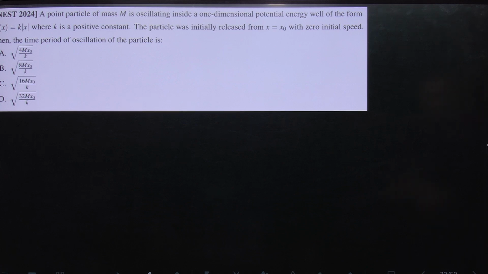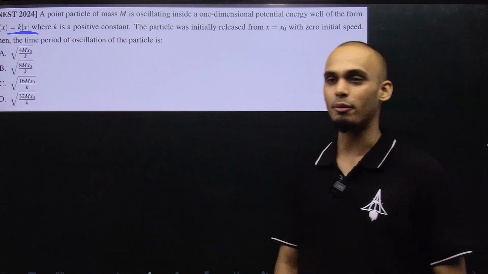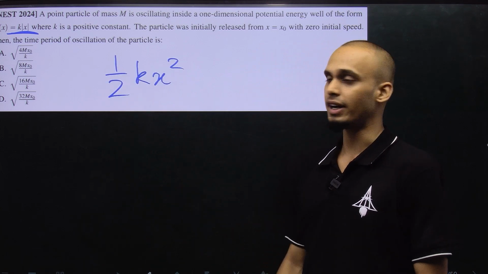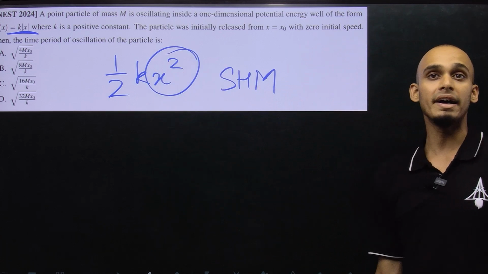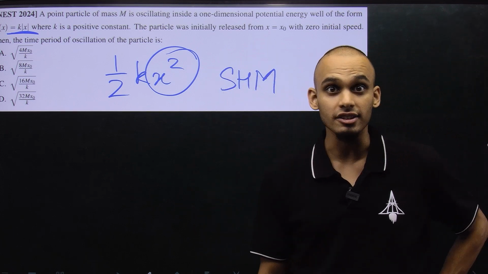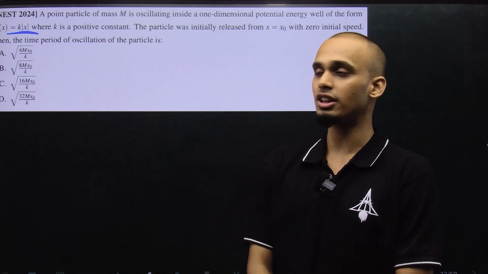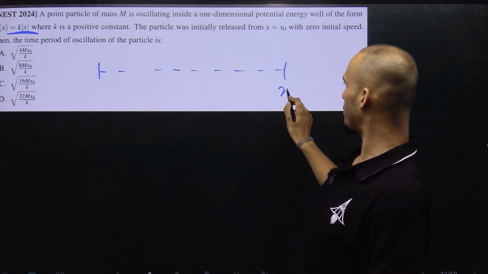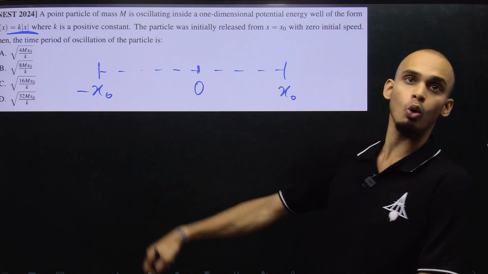Now in this question we have a point particle of mass m inside a potential well, which is k into mod x. Now this is obviously not a simple harmonic motion, because for an SHM the potential energy should be half kx square. If it is related as x square, then this is a simple harmonic oscillation. But since the potential energy has a mod x variation, it will not be simple harmonic, but it will be some oscillatory motion nonetheless. So let us draw in one dimension the oscillation of this particle from amplitude x naught to amplitude minus x naught, and the mean position will be at the center O.